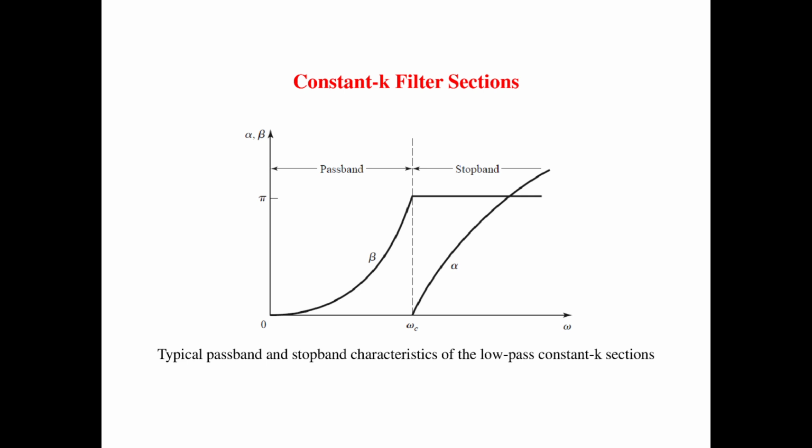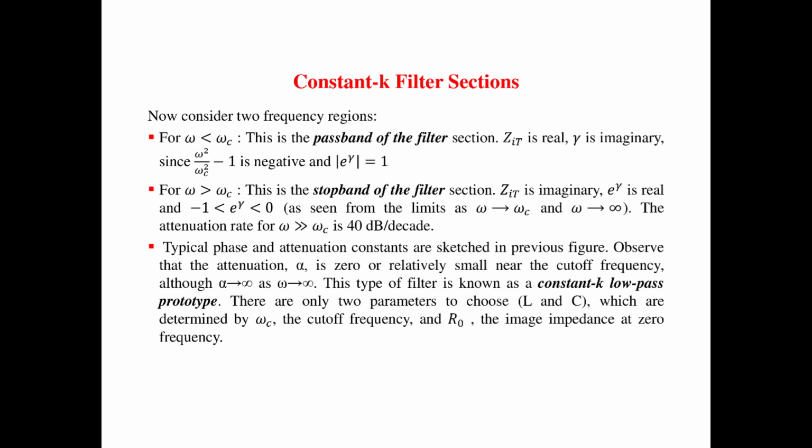Constant K filter: typical pass band and stop band characteristics of the low pass constant K section. When omega is less than omega C, this is called the pass band of the filter. ZIT is real, gamma is imaginary. For omega greater than omega C, this is the stop band. ZIT is imaginary, gamma is real. Typical phase and attenuation constants are sketched in the previous figure. So this type of filter is called a constant K low pass filter.